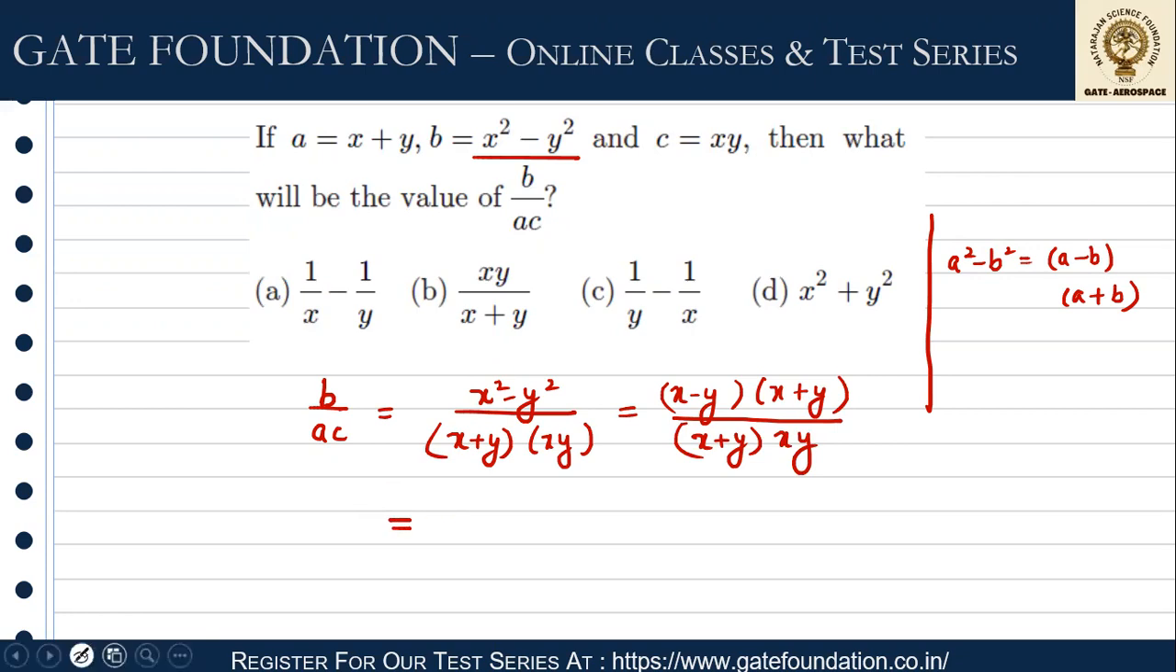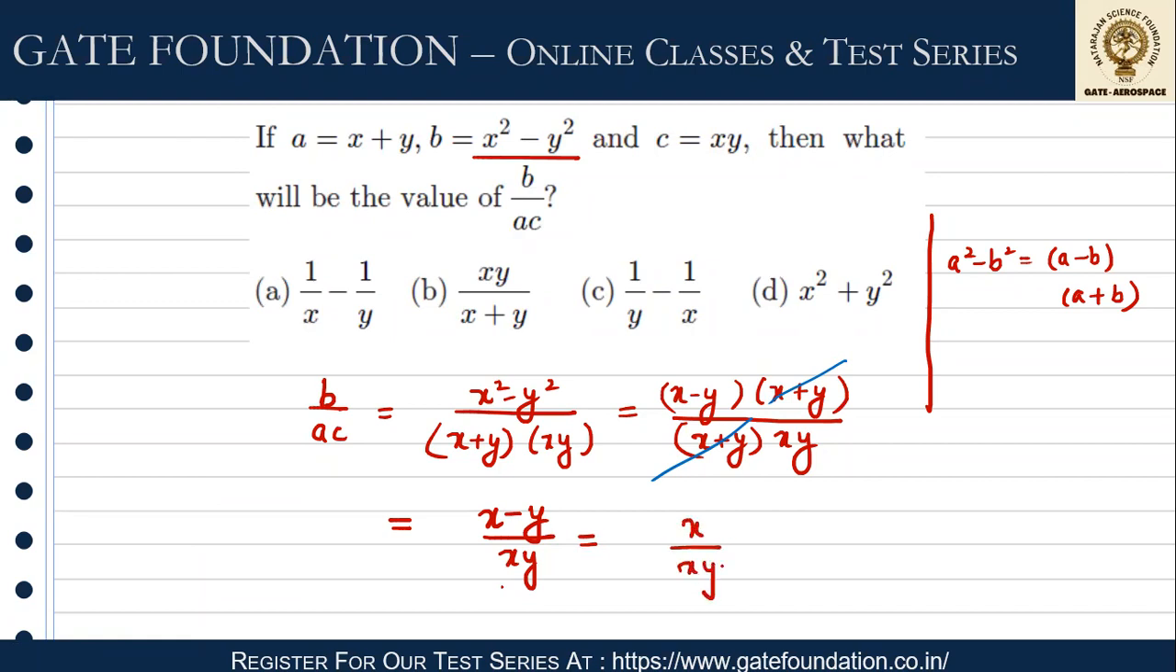This further, if you solve, you'll get that x plus y cancels off with x plus y, and you'll be left with x minus y over xy. Now over here, the option does not match. So that basically means you need to simplify it further.